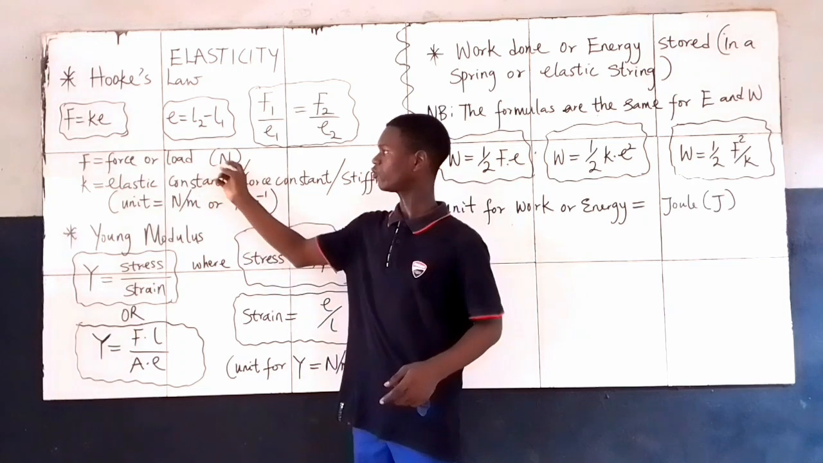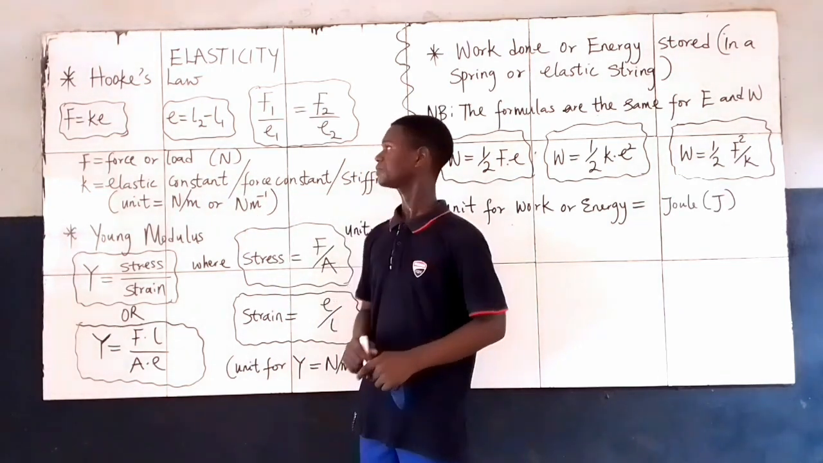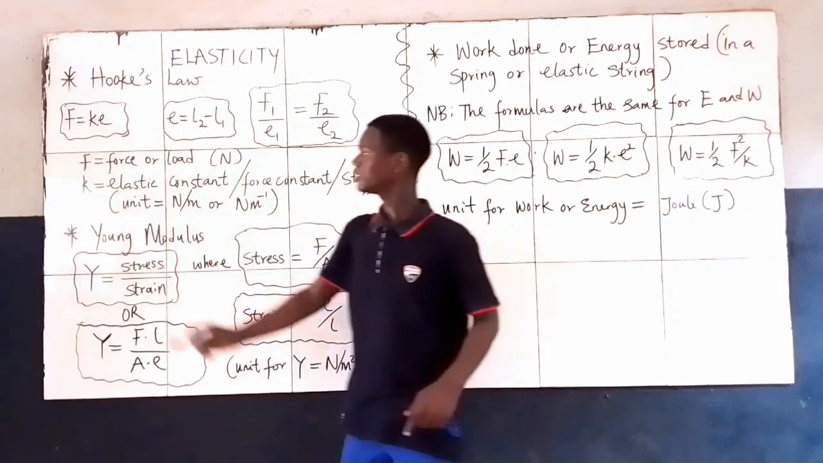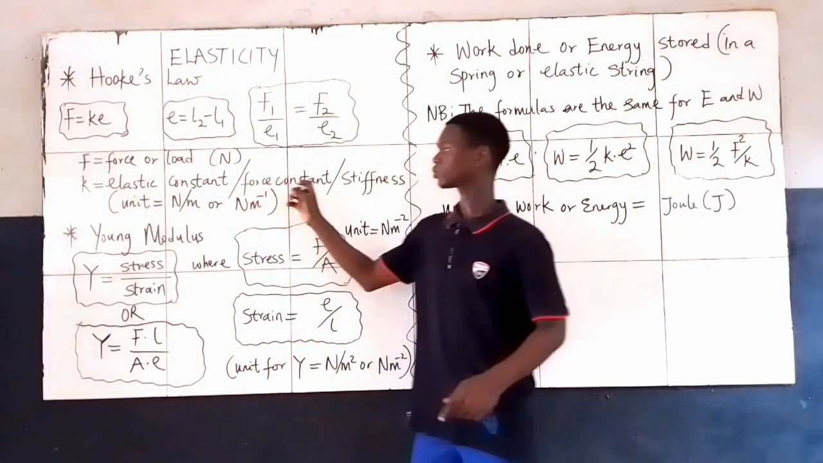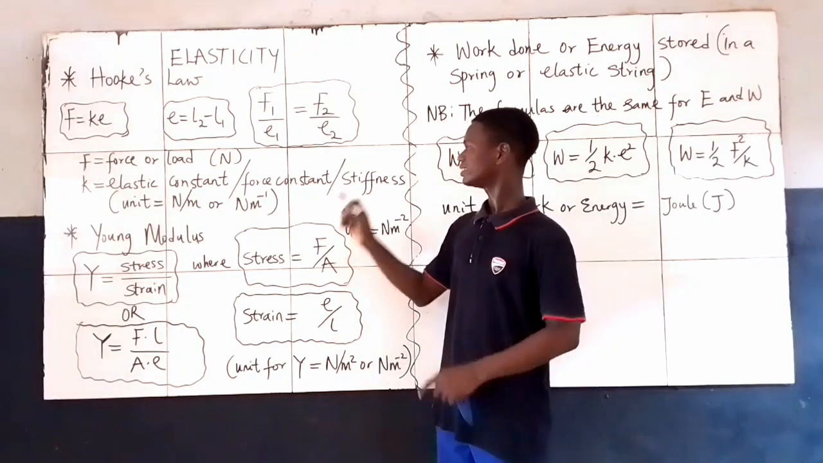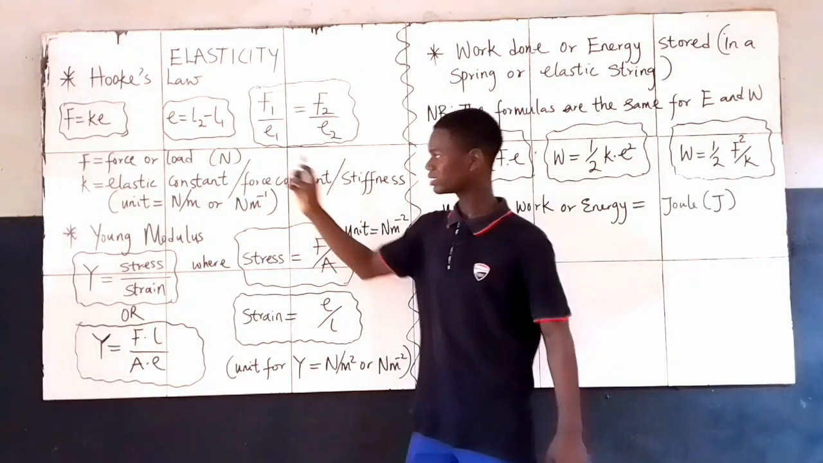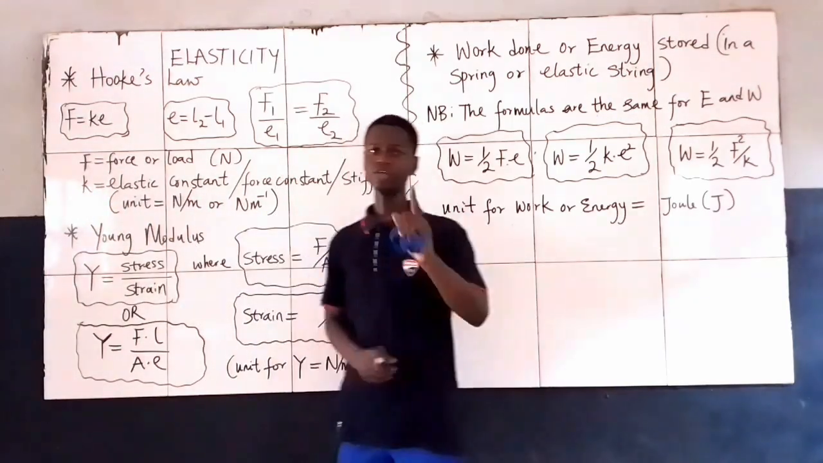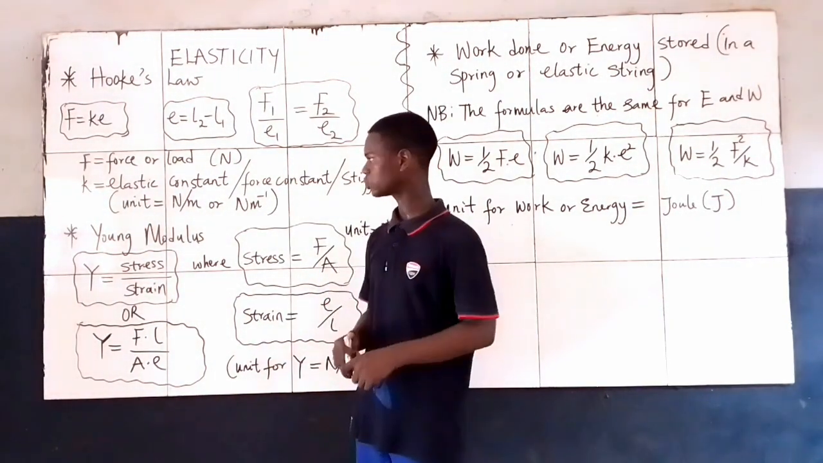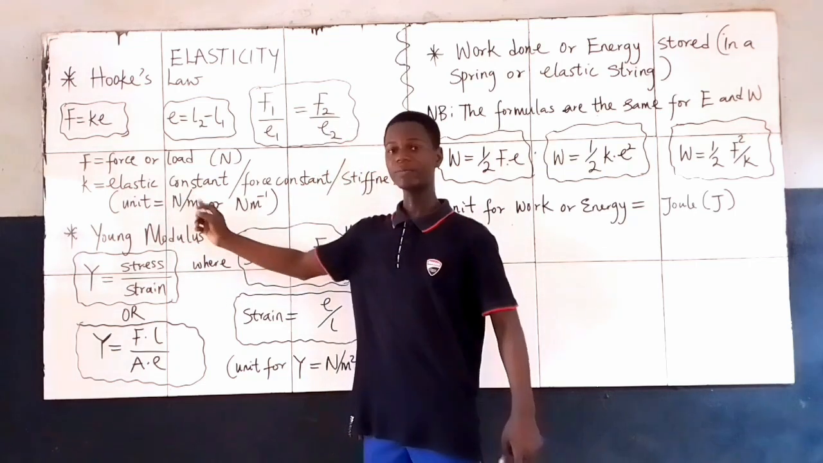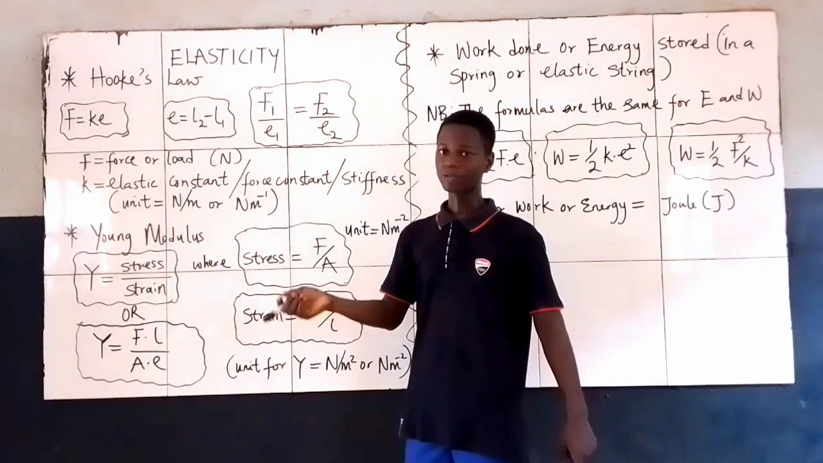And the unit for force, like we all know, is the Newton, symbolized by N. Now, K here is the elastic constant, also called the force constant, also called the stiffness. Either of these can be given; they all boil down to the same K. And the unit for K, in case you were asked to calculate it, is Newton per meter.